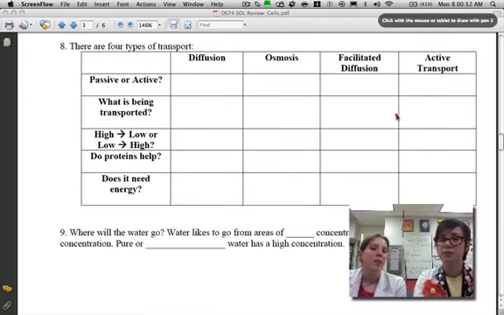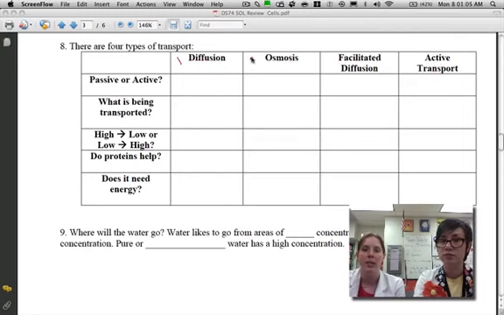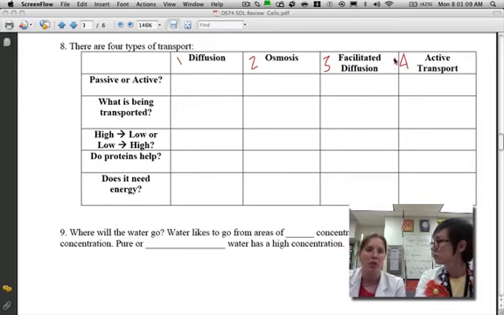All right. So cells constantly have to bring things in and out, and there's 4 different ways that the cells can bring in things it needs and get rid of waste that it doesn't need. And those 4 things are our 4 types of transport: diffusion, osmosis, facilitated diffusion, and active transport. So once again, let's use this chart to compare and contrast them.